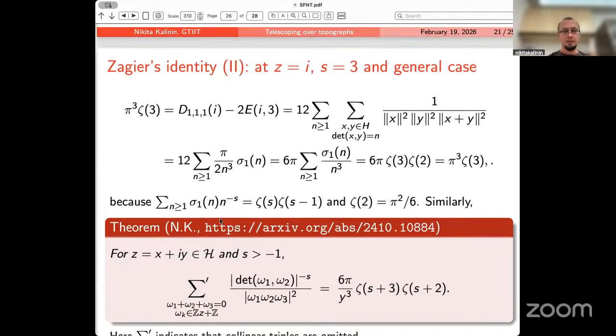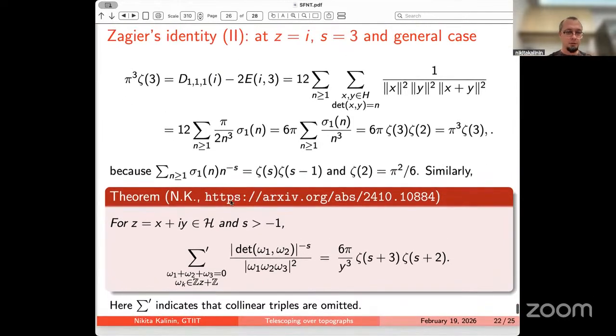And because you know the sum of this Dirichlet series for the divisor function, you have the same constant as in Zagier's paper. And we can also do it not only for a lattice of determinant, or area, 1, but for any. Actually you can just put here any vector z, any s bigger than -1, and then you have such a formula.